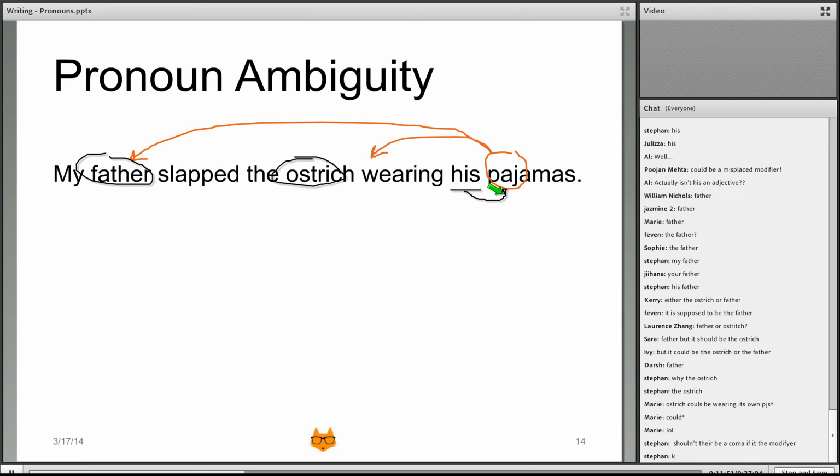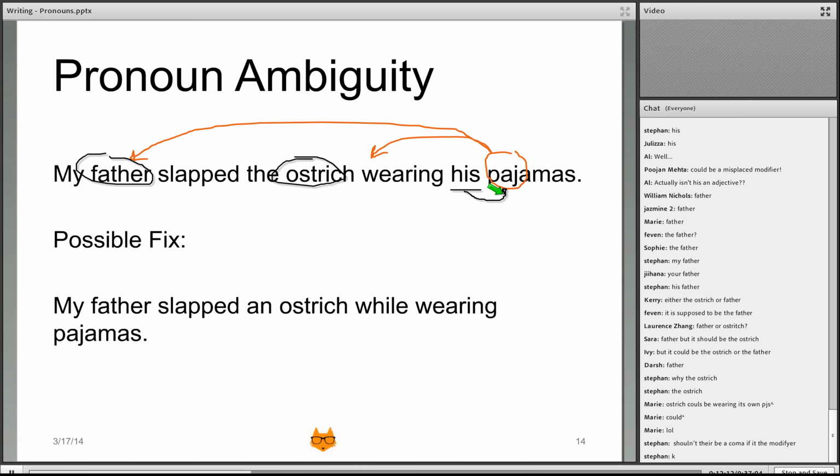So the his could refer to either ostrich or father, so that's how we know that it's ambiguous. Now, when it comes to pronouns, ambiguity is bad, right? Since pronouns add no information, there's a risk, which is that the pronoun could actually destroy information by accident. That's what's happening here. We don't know who's wearing pajamas.